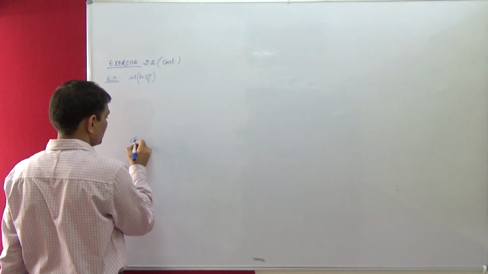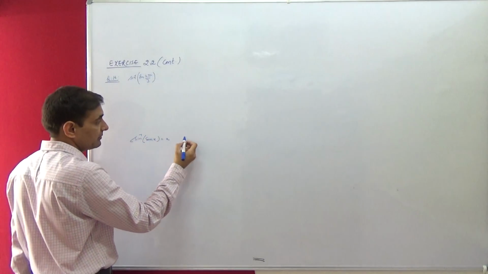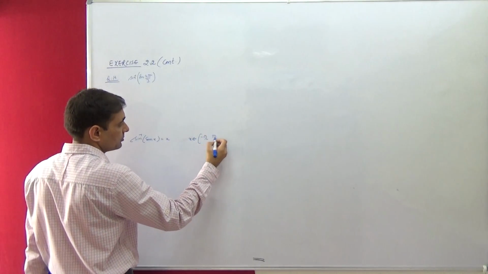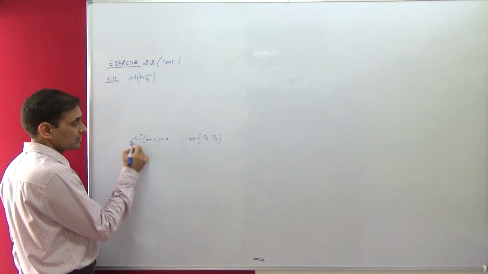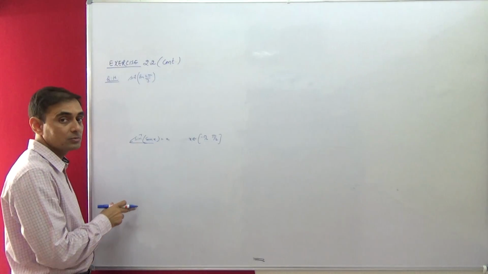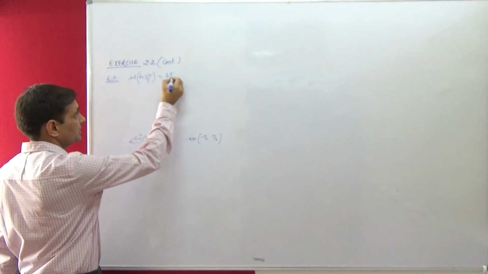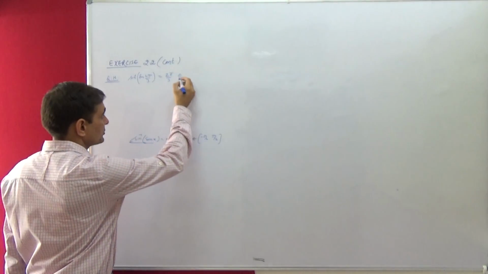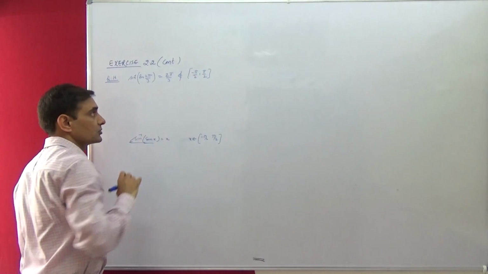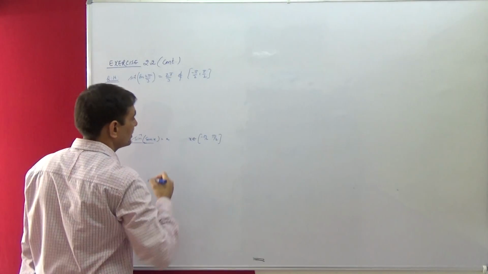As we know, sine inverse of sine x is equal to x only when x belongs to minus pi by 2 to pi by 2. Sine inverse of sine x is x only when x belongs to minus pi by 2 to pi by 2. But in the present situation, 2 pi by 3 does not belong to minus pi by 2 to pi by 2, so we cannot write this as 2 pi by 3.